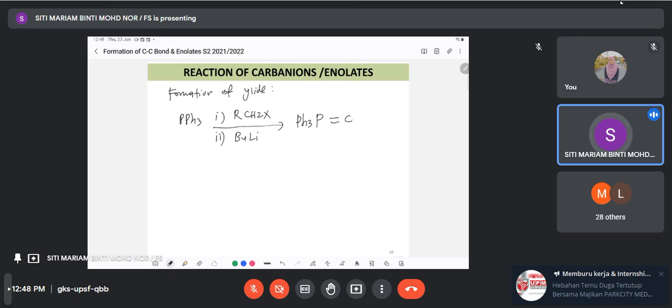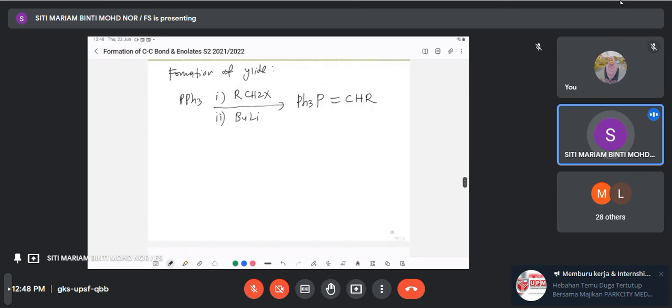You will get a structure like this, the general equation. So for the mechanism, if I draw it, you have phenyl, phenyl, phenyl, and you have a lone pair on phosphorus. You react it with alkyl halide. Because my equation here is just general, I'm using a general alkyl halide, RCH2X.